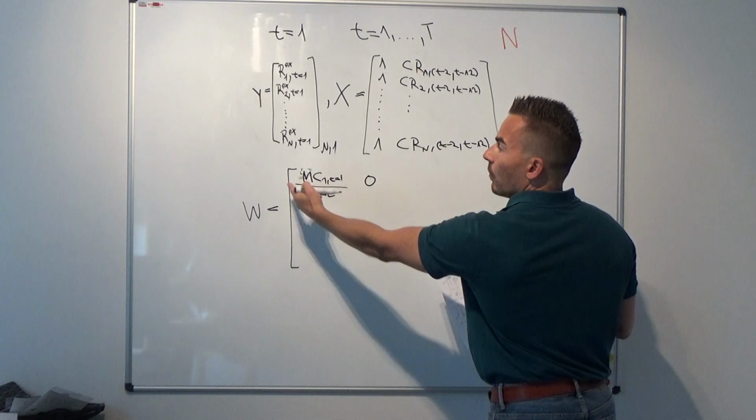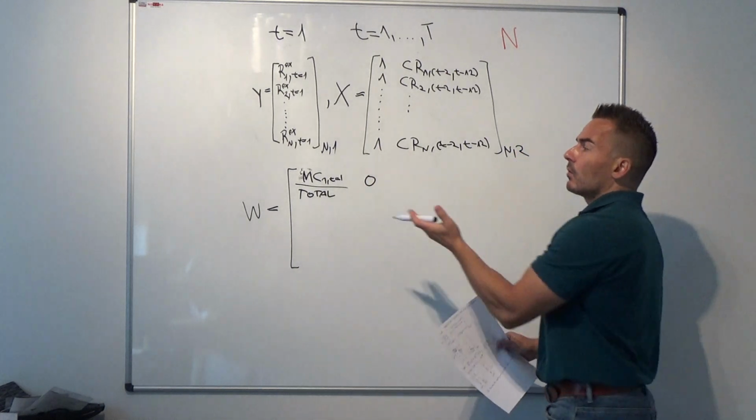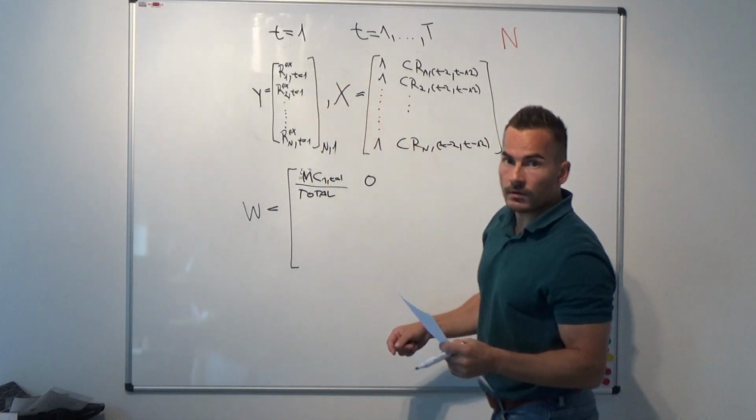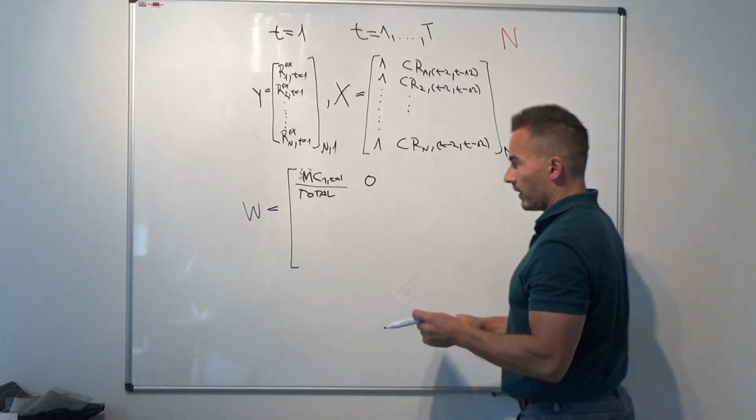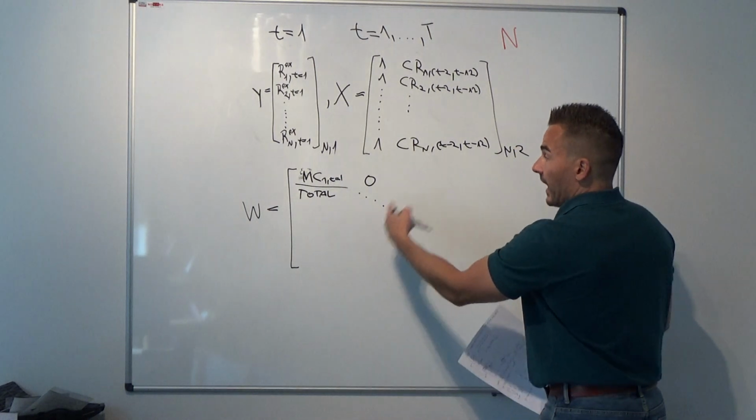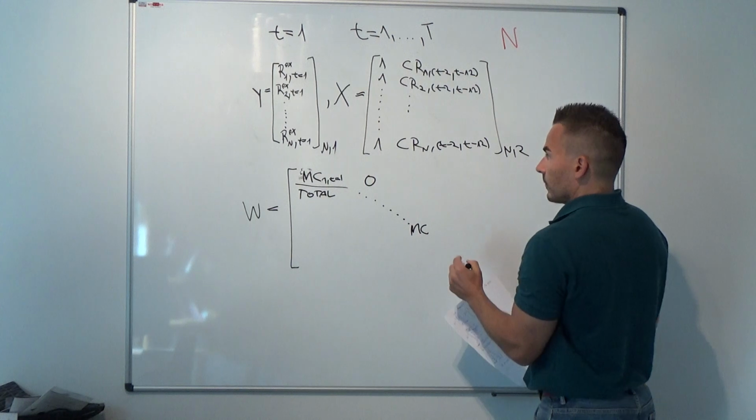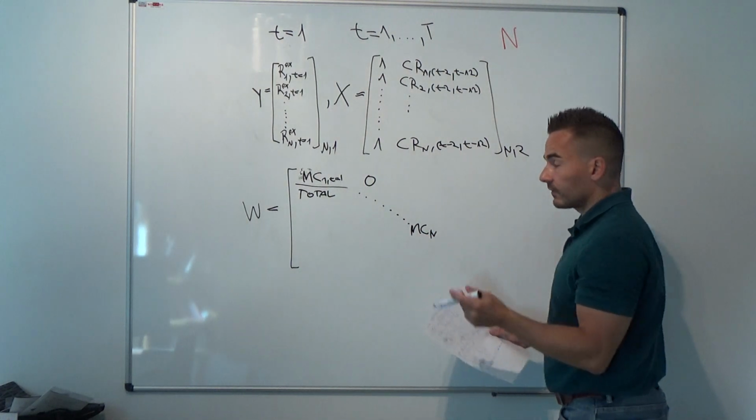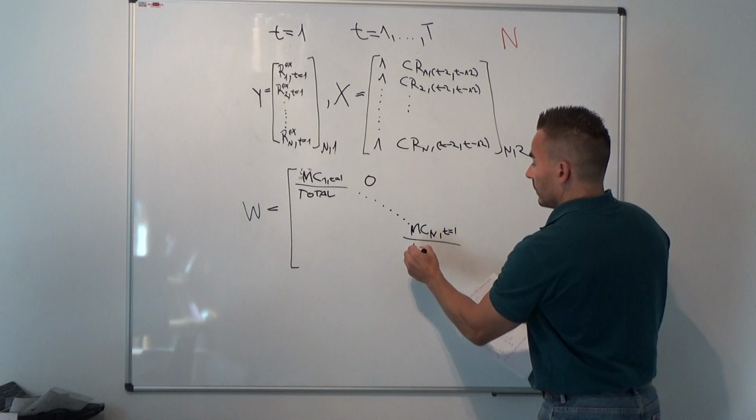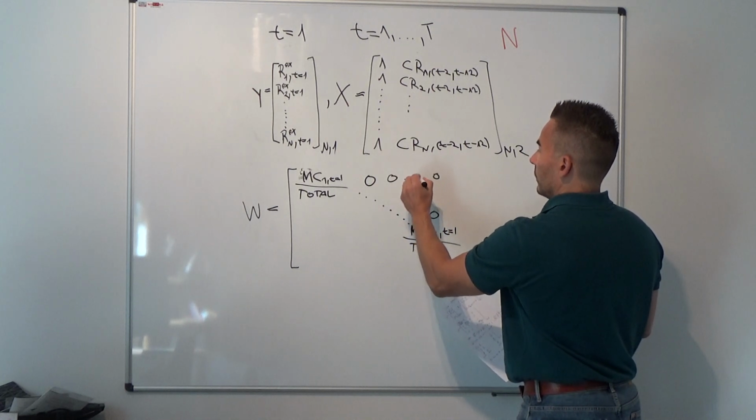The element here in row 1, column 2 is 0. So we have only elements on the main diagonal. And on the main diagonal what we have is the corresponding market capitalization divided by the total market capitalization for each single stock given time t equal to 1. Yeah? So only on the main diagonal elements, the last element, element n, so row n, column n, we have the market cap of stock number n, our last stock, given time t is equal to 1, divided by the total. And everywhere else are zeros.